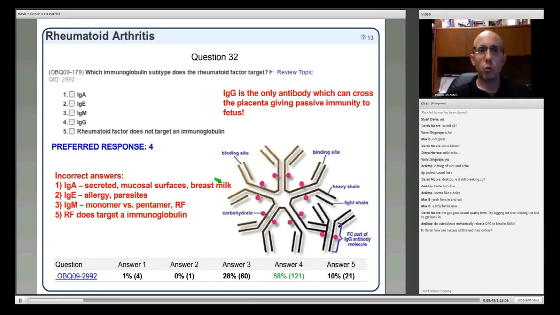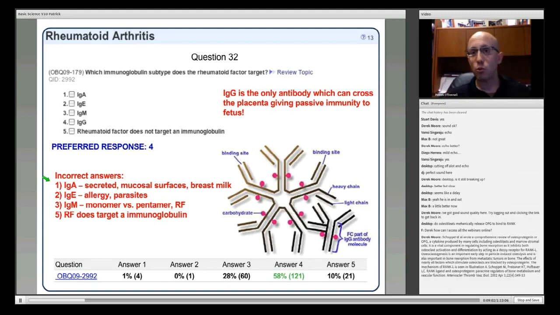Back to the question, which immunoglobulin subtype does the rheumatoid factor target? Well, the correct answer is 4, IgG. So it looks like we had a little bit of trouble on this. So let's go over the incorrect answers. Number 1, IgA. This is a secreted antibody. It's found on mucosal surfaces. It's found in breast milk. So it gives a little bit of passive immunity to newborn children.